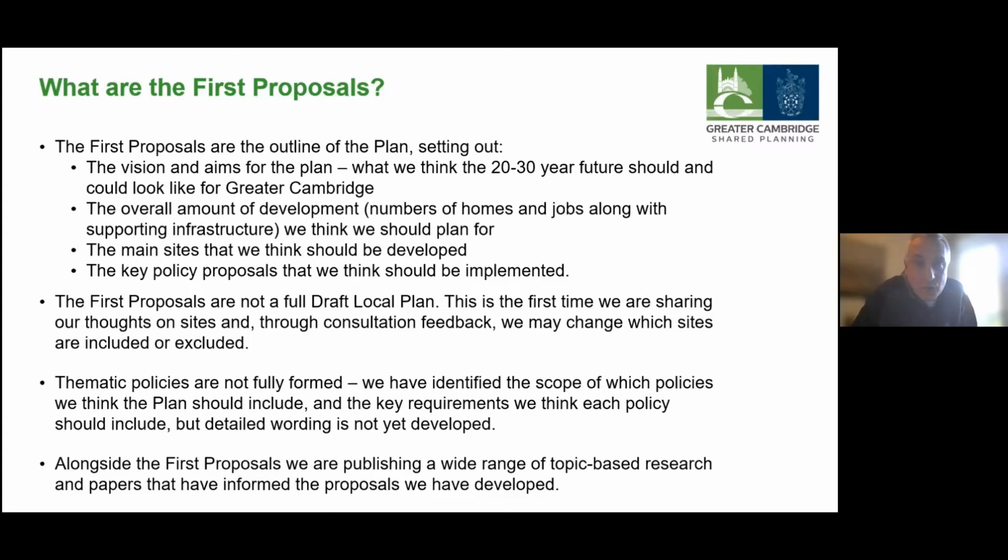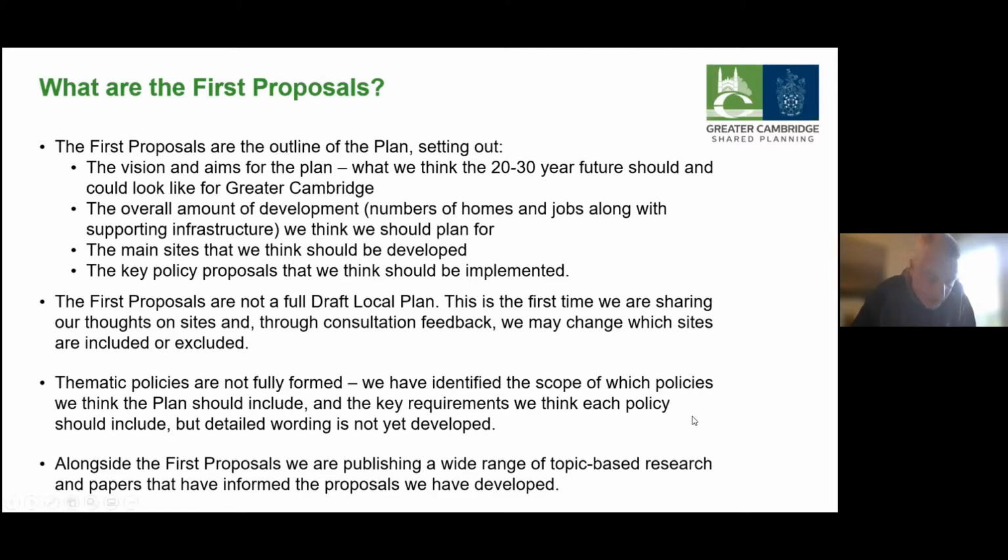It sets out the overall amount of development we should plan for in the period to 2041. So that's the number of homes, number of jobs, but also what infrastructure should go with those. It sets out where we think that development should take place, and clearly seeks your views on those proposals, but also the key policies that would drive how that development takes place. What should it be like? What standards should it meet, for example? And again, it's not a full plan. You will see when you look at that consultation, it sets out what we propose to prepare, not the full detailed policy wording and site details that we would have in a final plan.